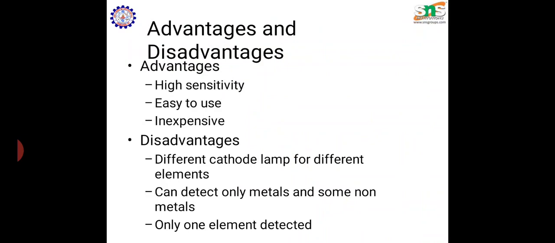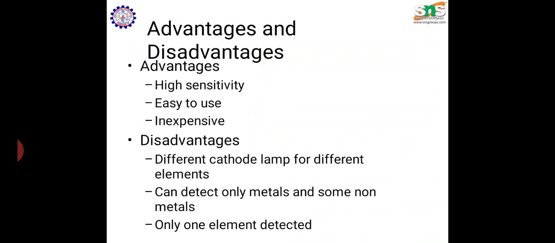The advantage is that it is highly sensitive equipment, easy to use, and inexpensive. Just by injecting a small amount of sample in a diluted form, we can find what types of elements are present in it. That's very easy. The major disadvantage is the use of a different cathode lamp for different elements. Some elements need a different range of light source, so depending upon our need, we need to change the cathode lamp.